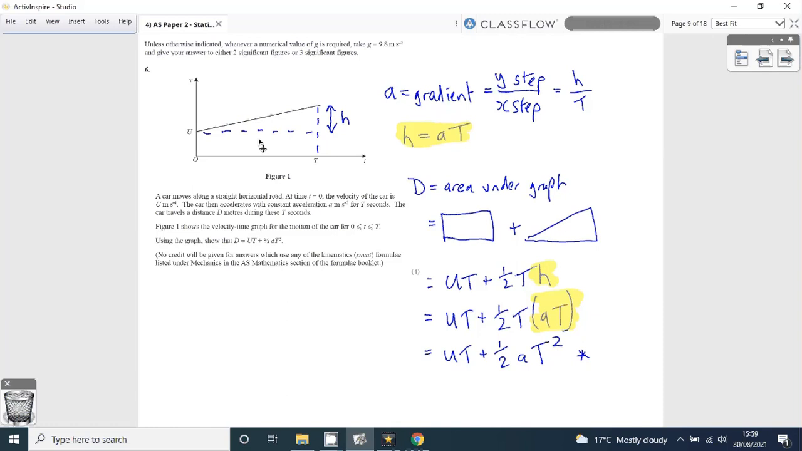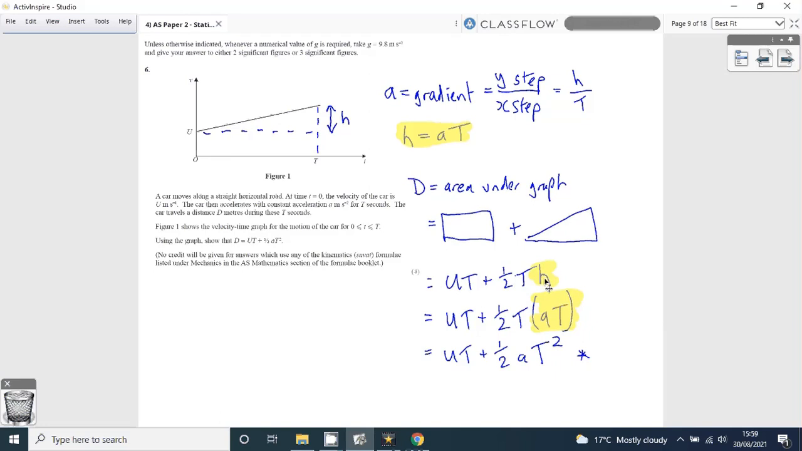Now, the second thing we know for a velocity time graph is that the area under the graph represents the distance travelled. So that's going to be this triangle here, this rectangle here, plus the triangle here. So the rectangle is base times height, which is t times u, or u times t, and the area of the triangle is half times base times height, which is half times t times h. So that's what the distance is.